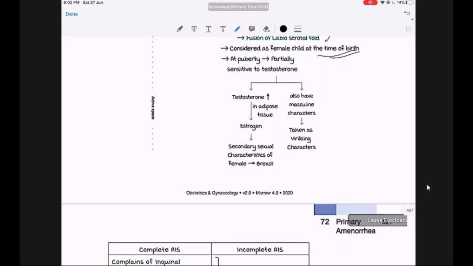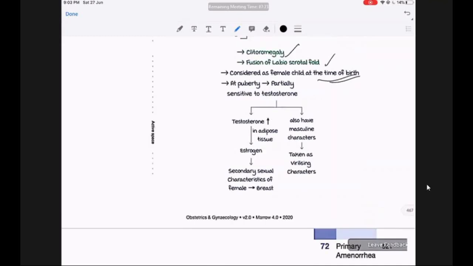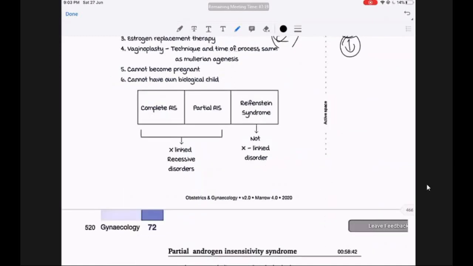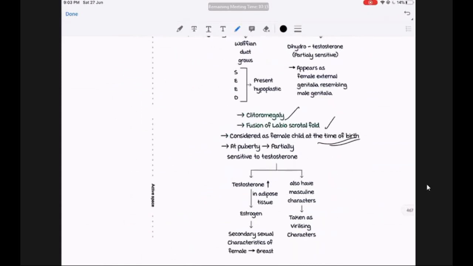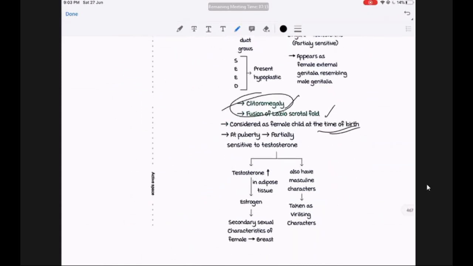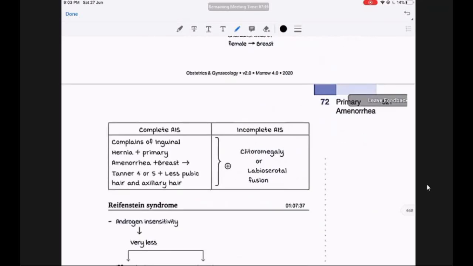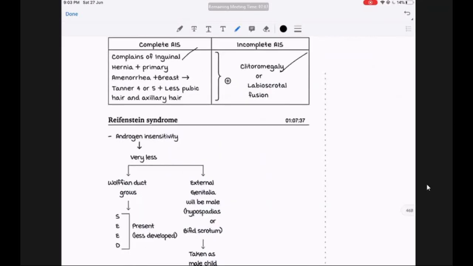Then partial sensitivity. So what is she going to have when she comes to you? She's obviously going to have some male-like, masculine characters, right? So there can be facial hair, there can be good growth of muscles, there can be broad chest and all those things. That is something very different from your androgen insensitivity. Complete androgen insensitivity, you did not have masculine features. In partial androgen insensitivity, you had more masculine features, then you had clitoromegaly as well. Okay, again, I've covered those things.